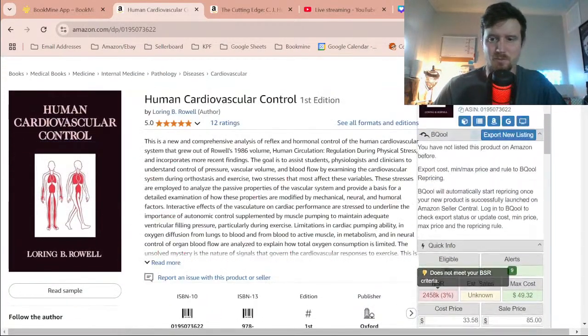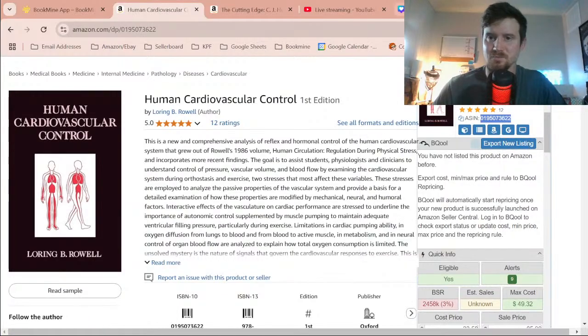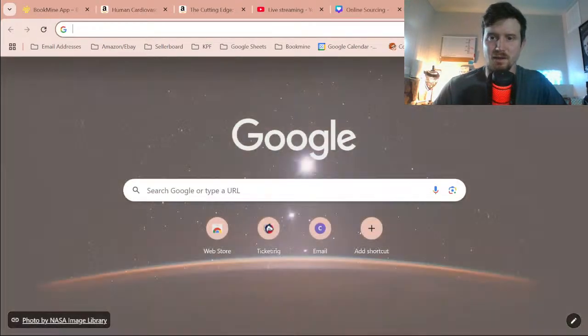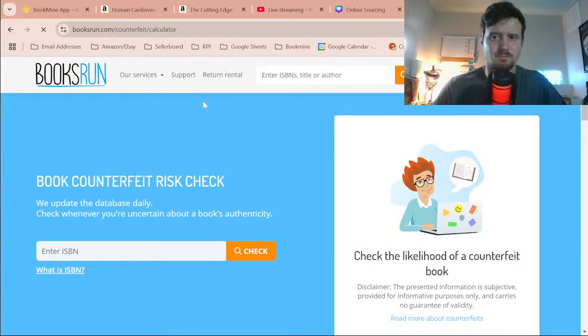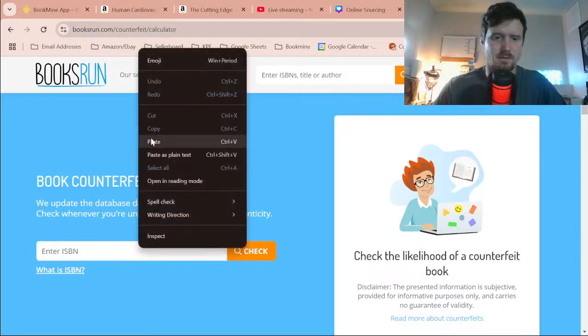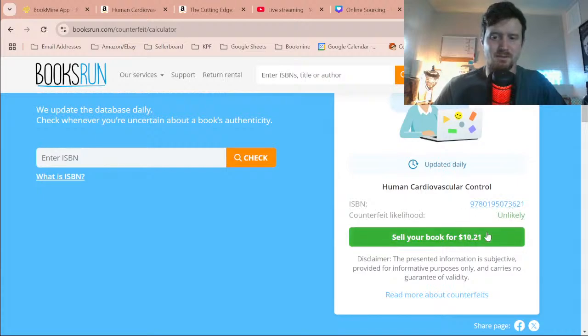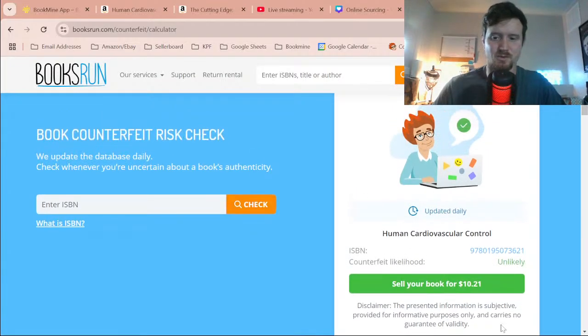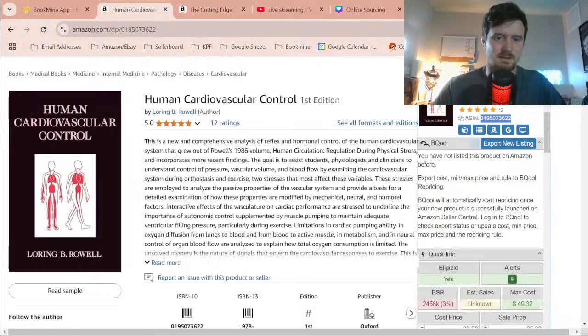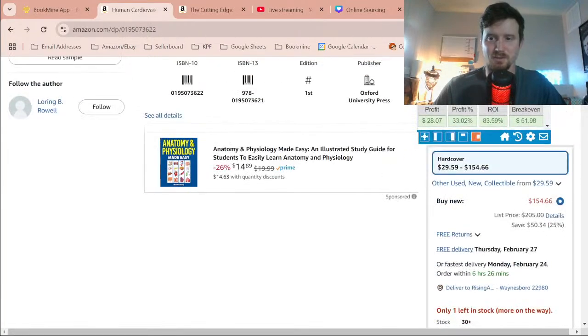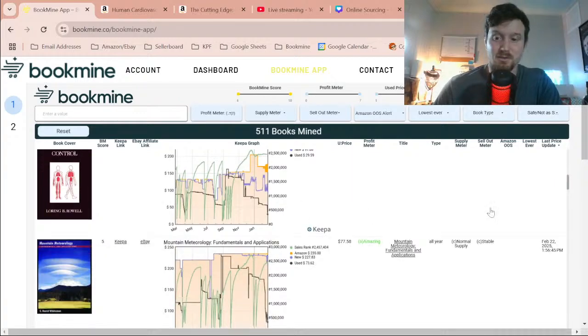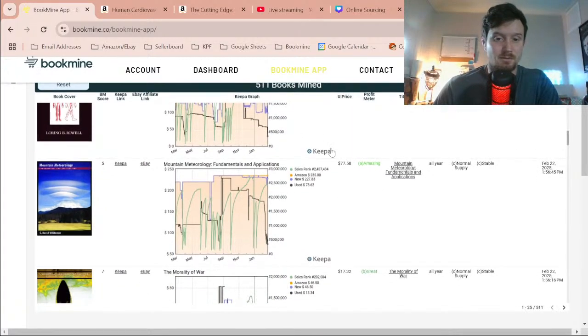This is a book that I would probably grab this ASIN, and then I would look at the counterfeit deal. Let's see, and we are unlikely. And see, this is a good indicator that this is a good book that holds its value. If you can sell it right here on BooksRun for $10, that's a good indicator that it's holding its value. Obviously, you'll lose money if you sold it for $10, but nice to know that you can get something back if something did go wrong.